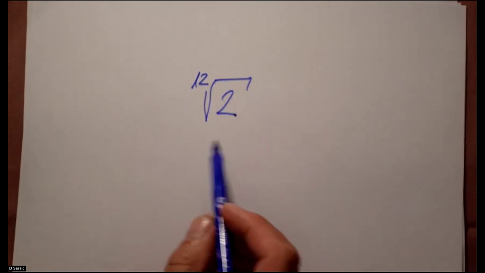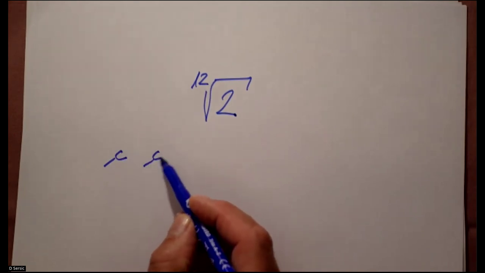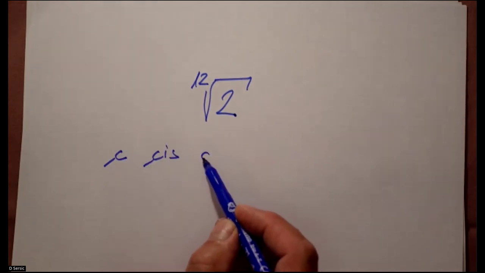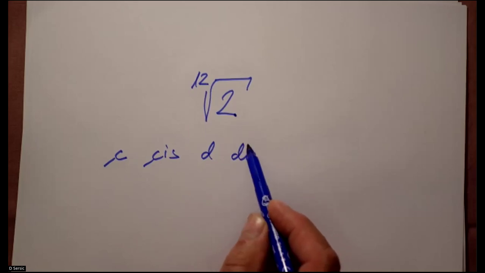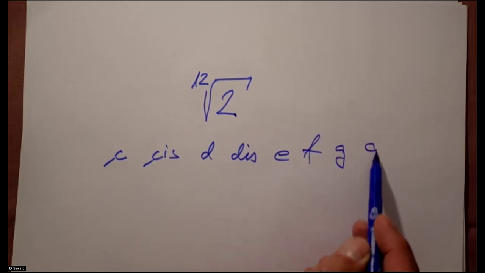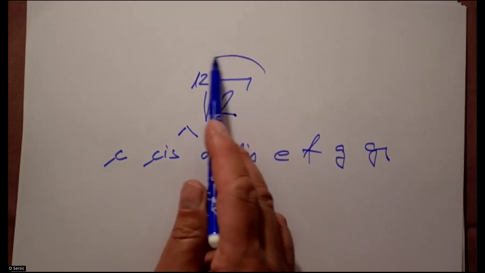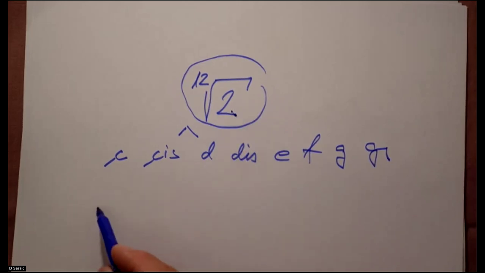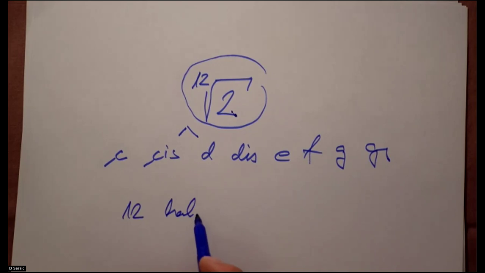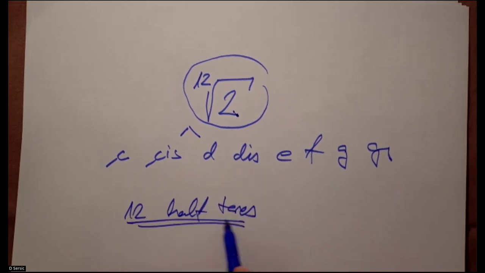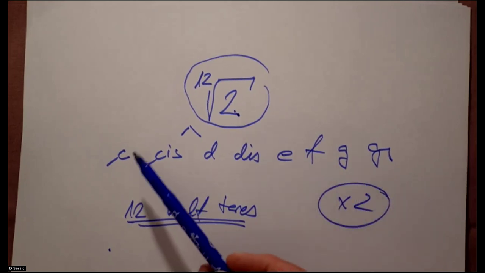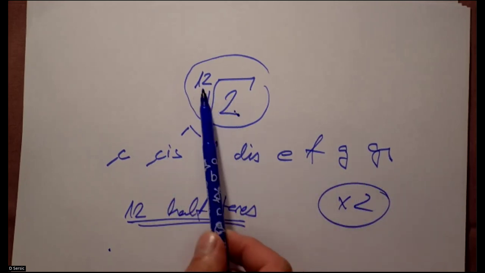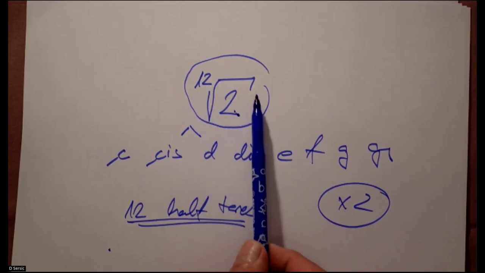The neighboring tones like C, CIS, D, E, F, G, and so on. The difference between them is the 12th root of 2, because the octave has 12 half tones, and the difference between octaves is doubling, so times 2. Then the difference between the neighboring half tones is the 12th root of 2.